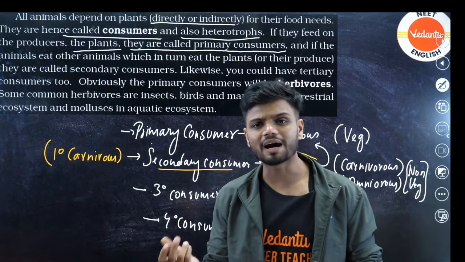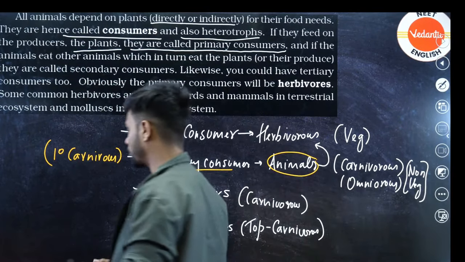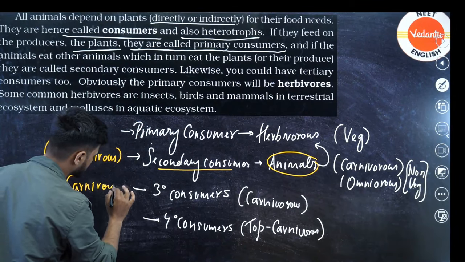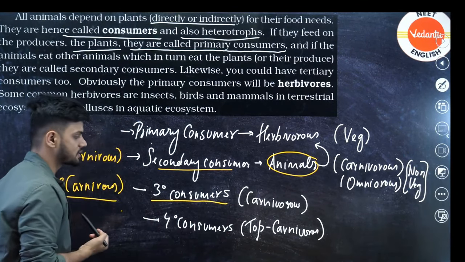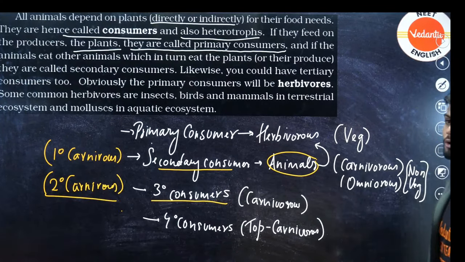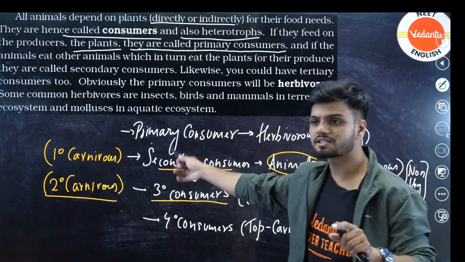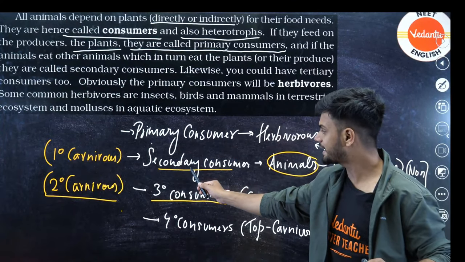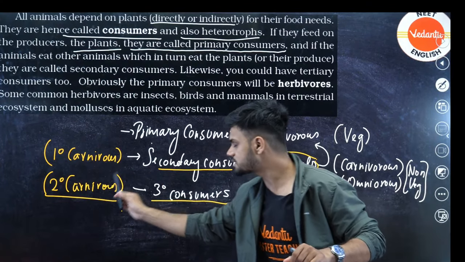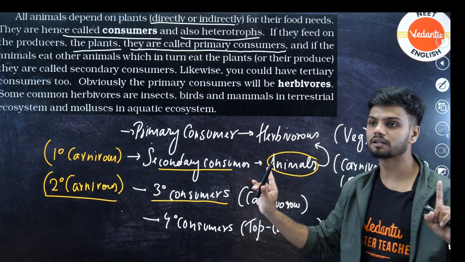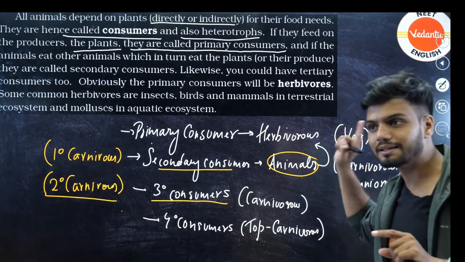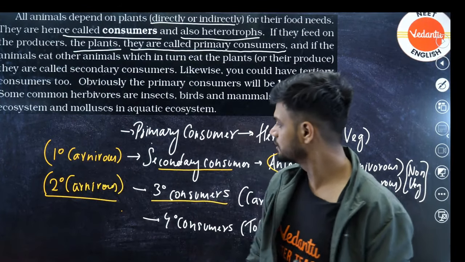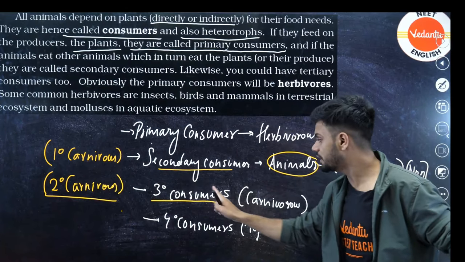Now tell me in the chat, which are your secondary consumers here? The secondary carnivores here are tertiary consumers. This is what every student goes wrong in this chapter. This is the very basic thing which everyone needs to understand. Please know this. Primary carnivores are your secondary consumers. Secondary carnivores are your tertiary consumers. Are you understanding this part? If you're understanding this part, the entire chapter is very easy after this.